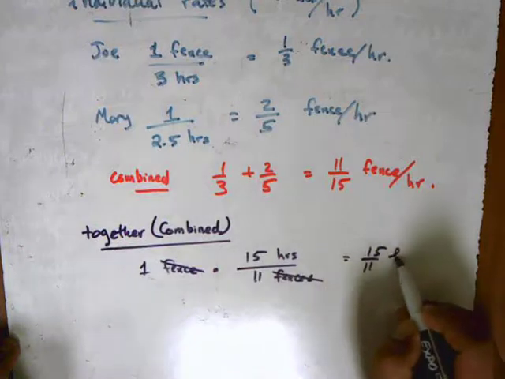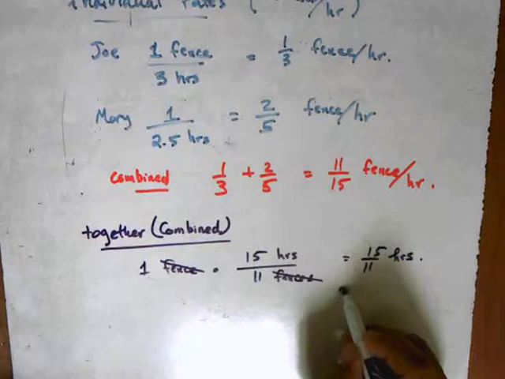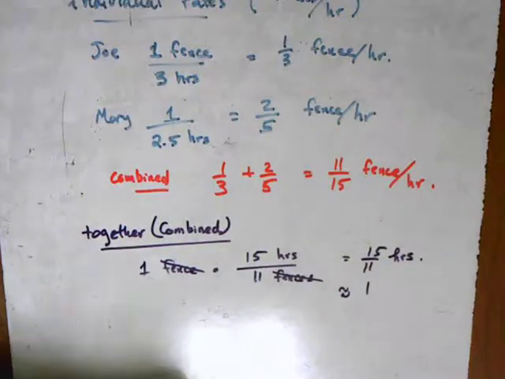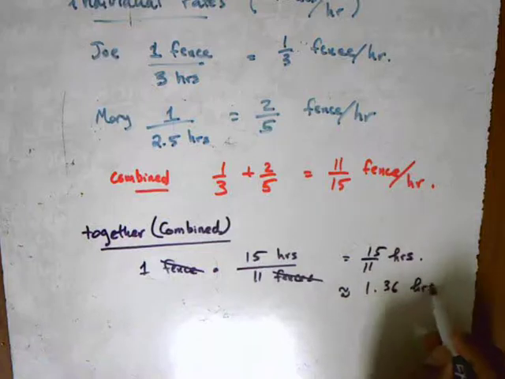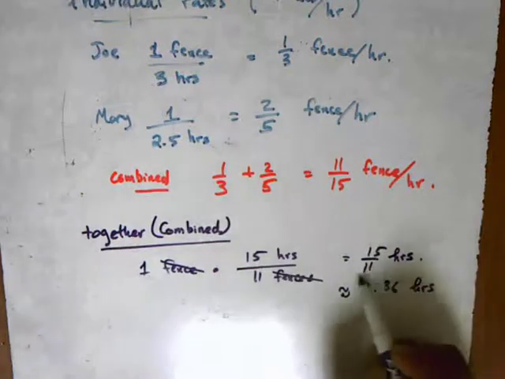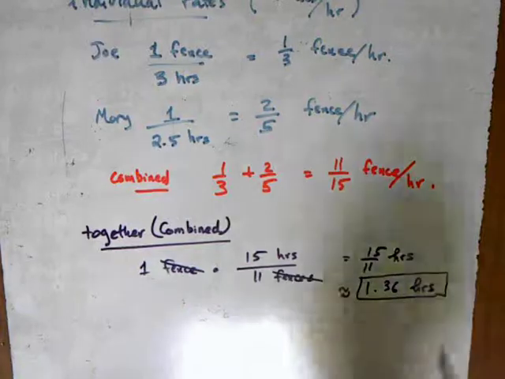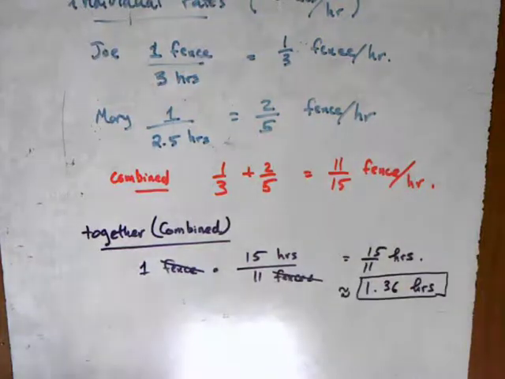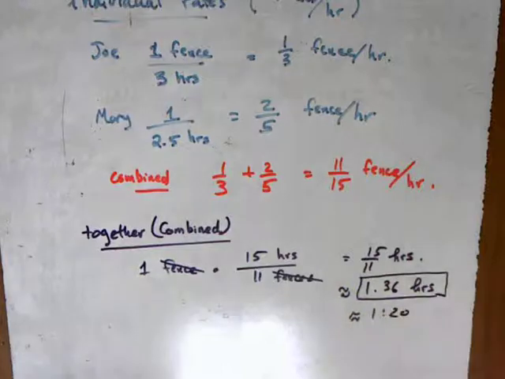15 divided by 11 is about 1.36 hours, and this is not 1 hour 36 minutes, it's 1 and 36/100ths of an hour, so that's really about an hour and 20 minutes. But the answer 15/11 hours is more precise, so we're going to go with that.